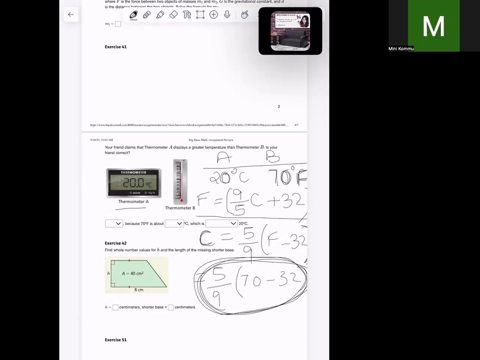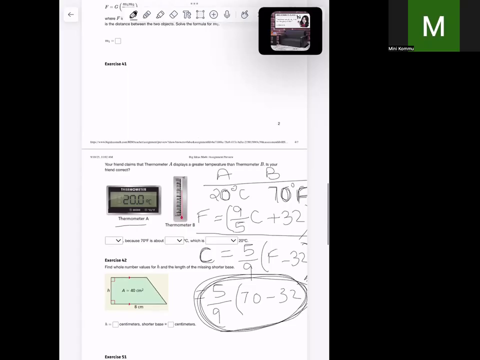But when you solve it, compare the value that you get with this 20 degrees centigrade. If it is more than 20 degrees centigrade, then your friend is wrong. If it is less than 20 degrees centigrade, then your friend is right, and thermometer A displays the greater temperature. So that is how you do it. So again, let me tell you, don't worry. In your test, if I'm going to give you this problem, I'm going to give you the formula also.